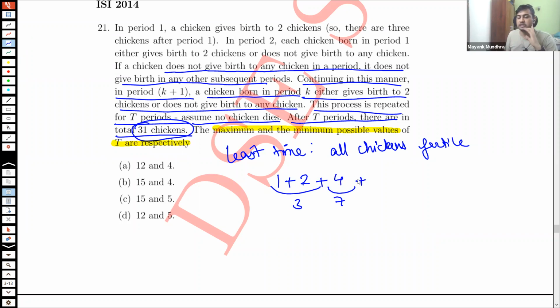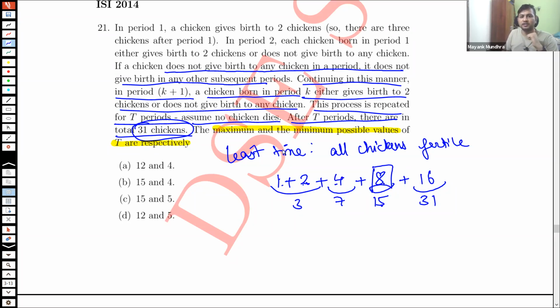Then each of these four chickens gives birth to two chickens each. So 7 and 8 is 15, right? And then each of these 8 chickens gives birth to 2, so 16 chickens. So the total becomes 15 plus 16, so that is 31. So the minimum time is 5, right? Period 1, period 2, period 3, period 4. Okay, no, 4 periods, sorry. This is the final stage in which birth takes place, right?